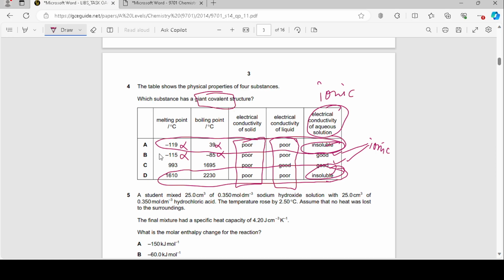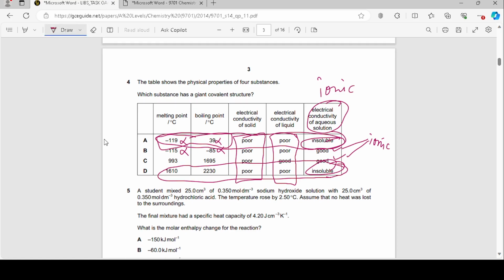But then I already cancelled out A because of the very low melting and boiling points, because obviously a giant covalent structure would have quite a high melting and quite a high boiling point as well, right? So melting point and boiling point, okay. But therefore that means that I have cancelled out options A, B and C, and the only candidate that's left is D. And yes, it does make sense that a giant covalent structure would have poor electrical conductivity as a solid but also poor electrical conductivity as a liquid.